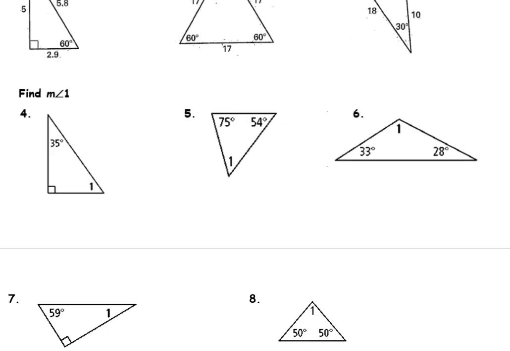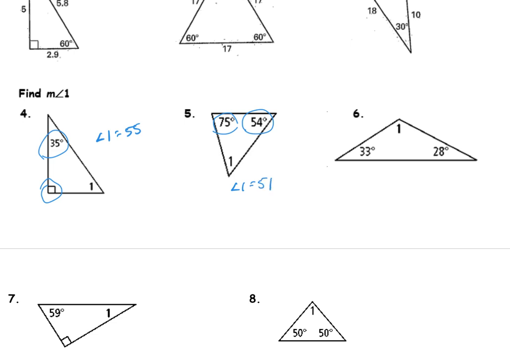All right, for the next section, 4 through 8, we're going to find the measure of angle 1. So notice that these angles are inside the triangle, and we said that with the triangle sum theorem, it says that all the angles add up to 180. So all we're going to do is take 180 minus 90 minus 35 to give us angle 1 is 55. So we'll do the same thing for number 5. 180 minus 75 minus 54 is going to tell you angle 1 is 51.